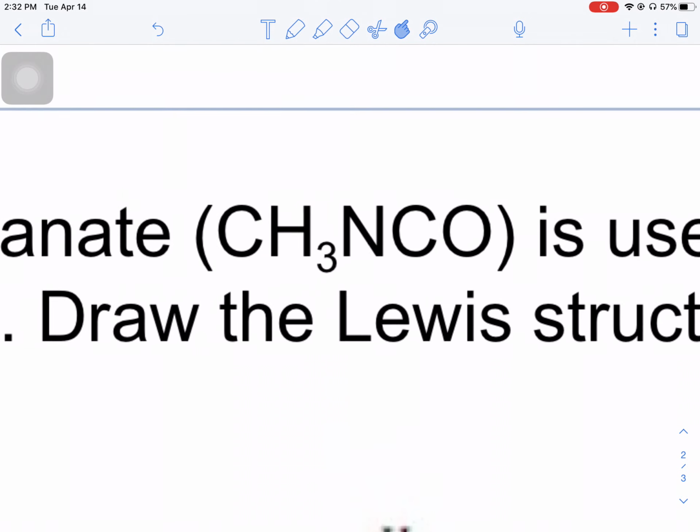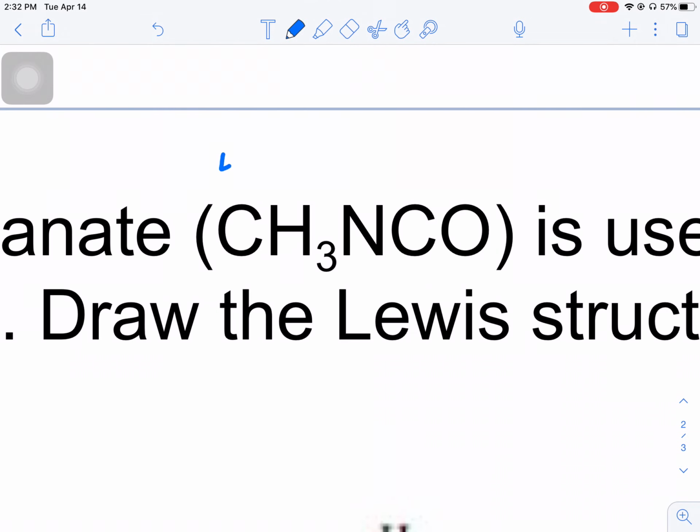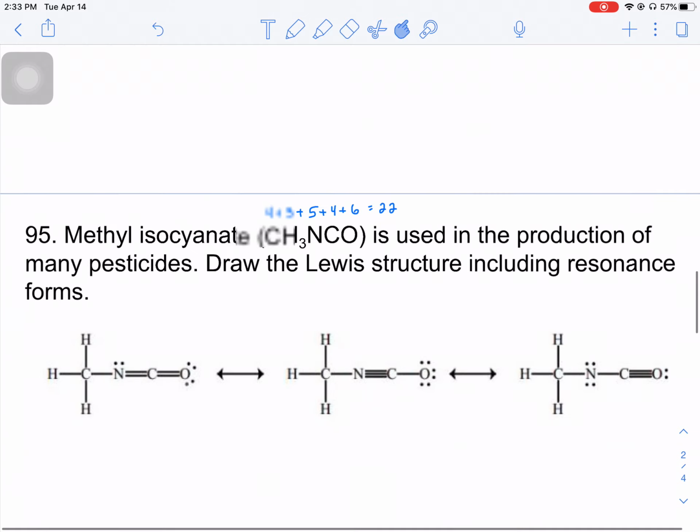So methyl isocyanate. If we start by counting, carbon gets 4, hydrogen gets 1, but we have 3 of them. Nitrogen gets 5, carbon gets 4, and oxygen gets 6. And I think if we add all those up, we get to 22 electrons. Now, I'm not going to count for you guys, but all 3 of my examples have 22 valence electrons.